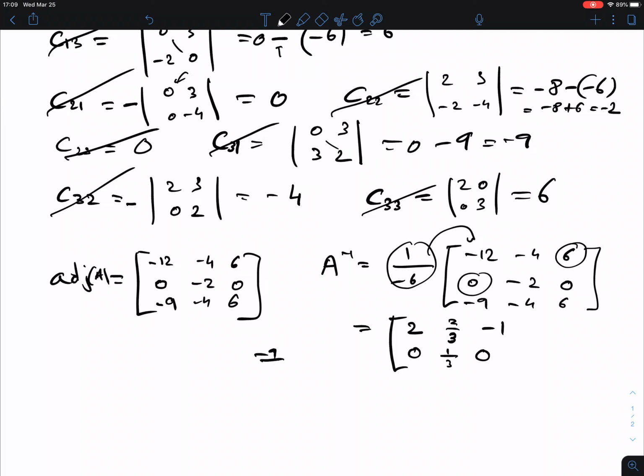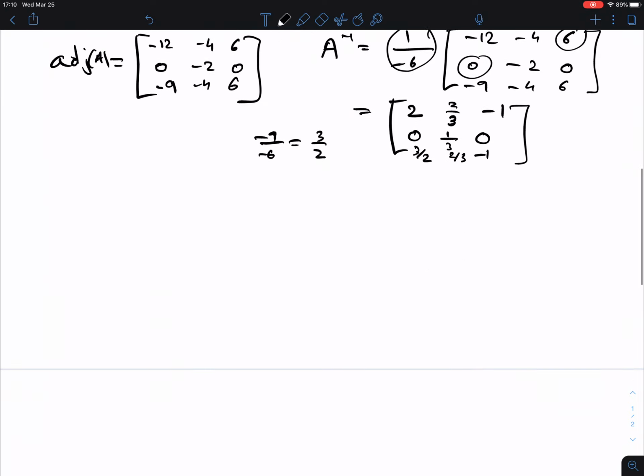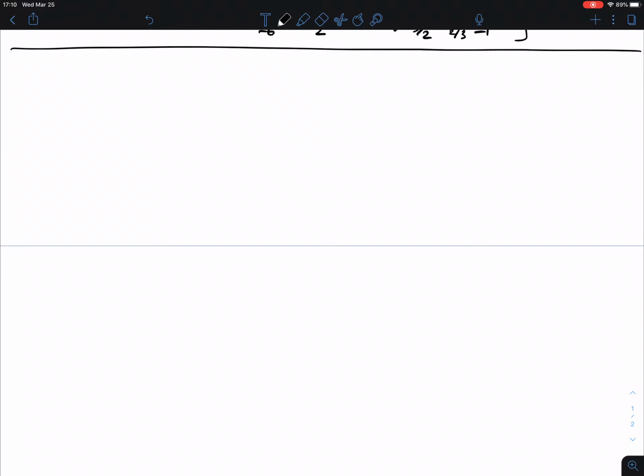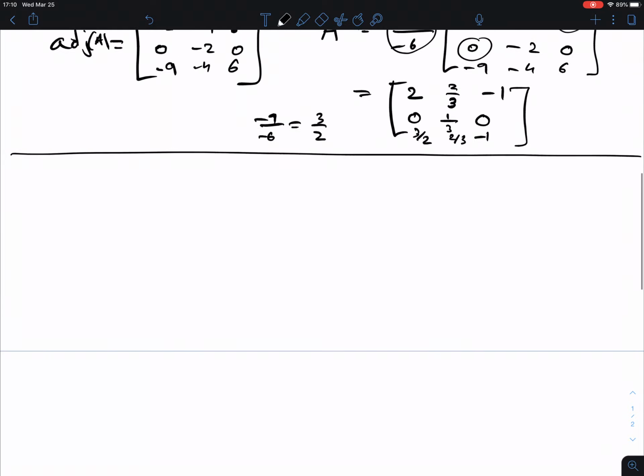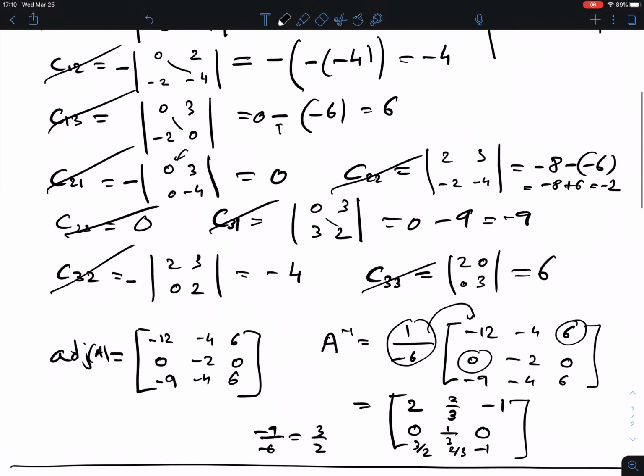Minus 9 divided by minus 6. If I simplify this, it will be 3/2. Minus 4 divided by minus 6, that is 2/3. And the last one is negative 1. So that's the inverse of the matrix. Okay, that's the first problem. You see, it's a bit of work, but nothing too hard. You just have to be very, very careful with the negative signs and putting everything right.